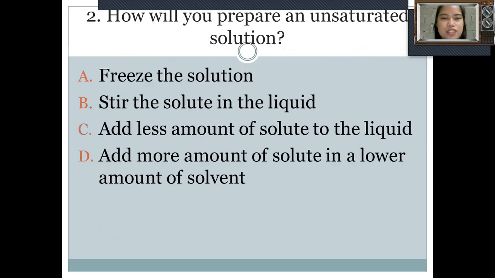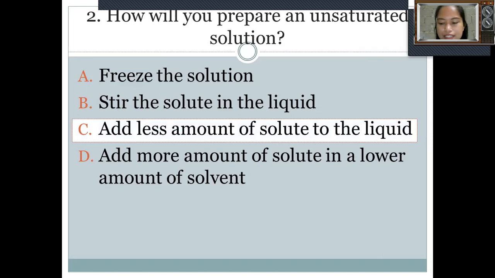Item number 2, how will you prepare an unsaturated solution? Choices are A, freeze the solution, B, stir the solution in the liquid, C, add less amount of solute to the liquid, D, add more amount of solute in a lower amount of solvent. In 5, 4, 3, 2, 1. If your answer is C, add less amount of solute to the liquid, then you got it right.